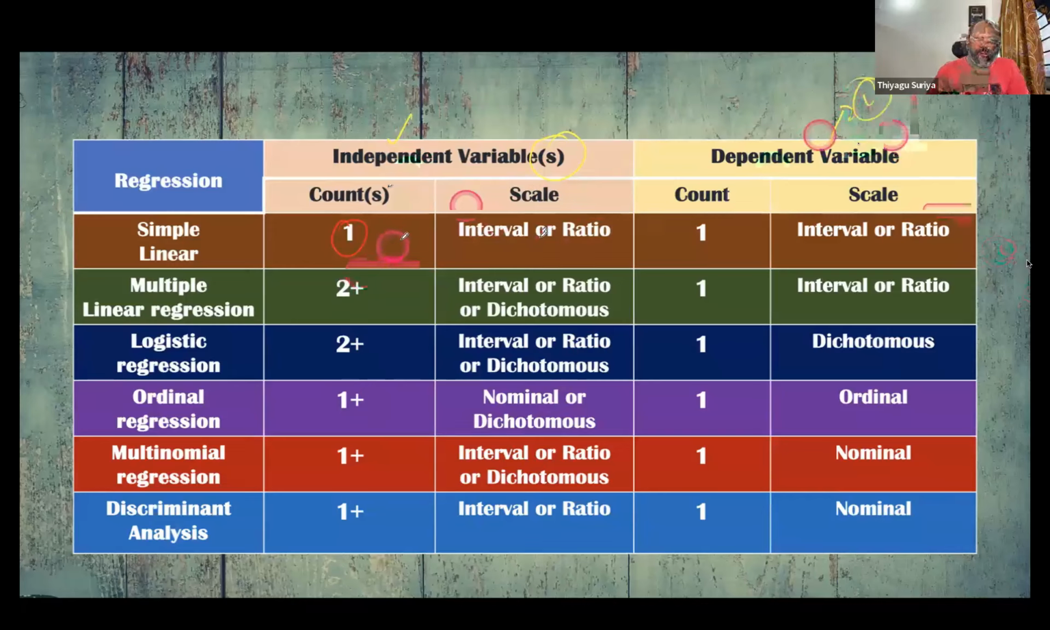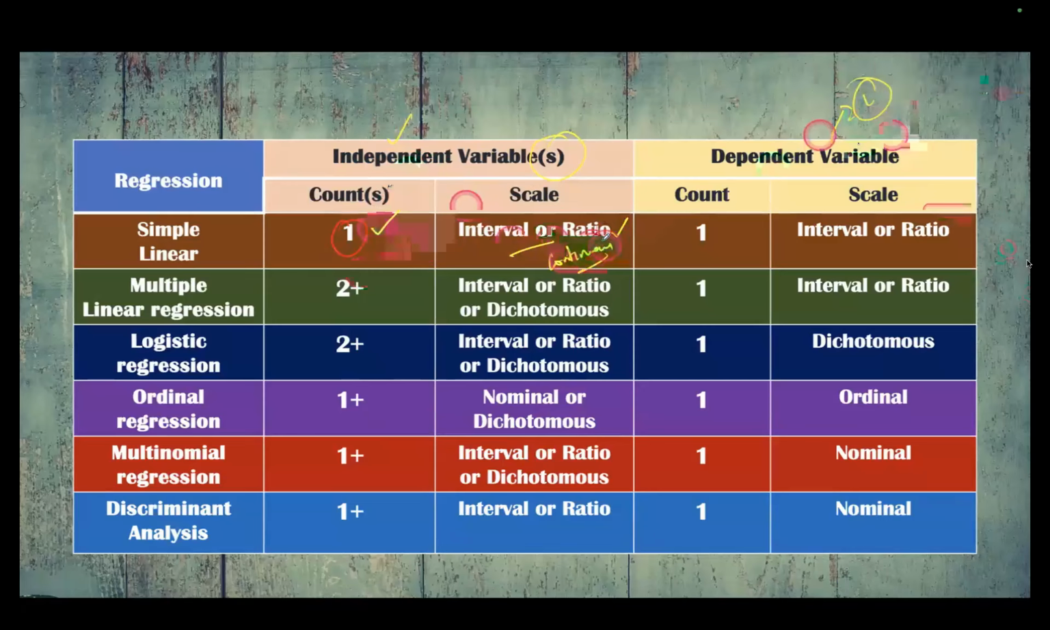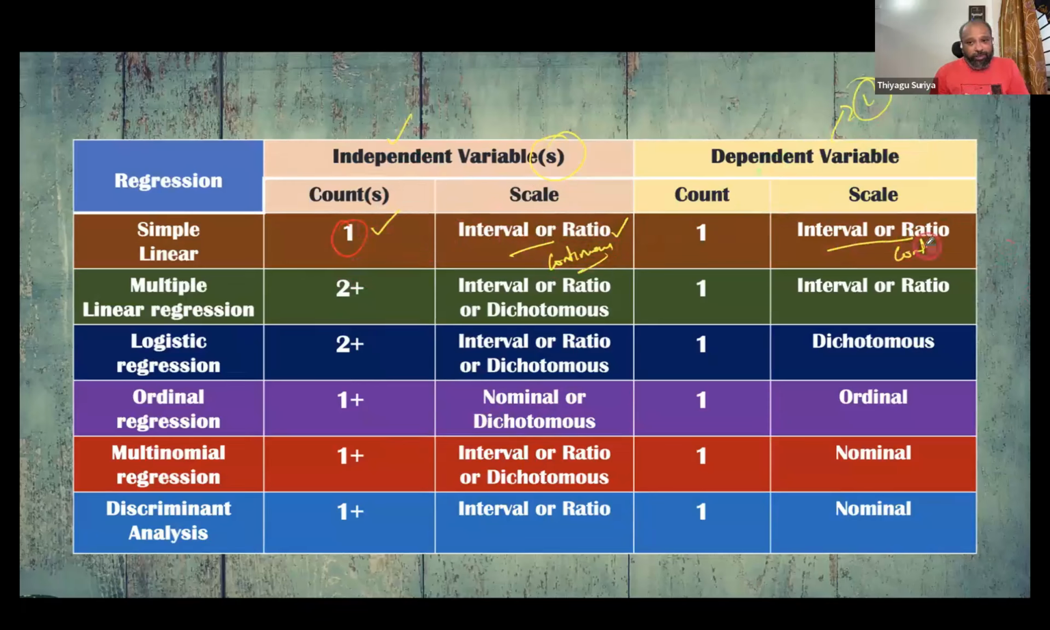Now, in the case of simple linear, your independent variable should be only one, and the variable should be interval or ratio. Therefore, what is the meaning? It should be continuous. But your dependent variable should also be continuous only, and it should be only one. This is a basic assumption you must be familiar with.